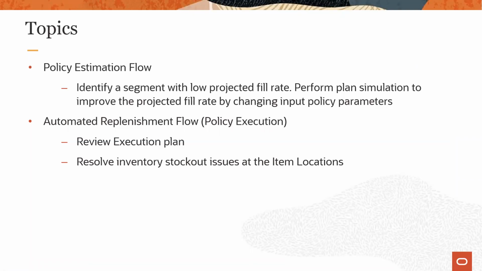We will primarily cover two demo flows. Policy estimation flow, in which we will identify a segment with low projected fill rate and perform plan simulation to improve the projected fill rate by changing input policy parameters of that particular segment. The second demo flow is about automated replenishment flow, which is also called policy execution flow, in which we will review the execution plan and resolve inventory stockout issues at the item locations.